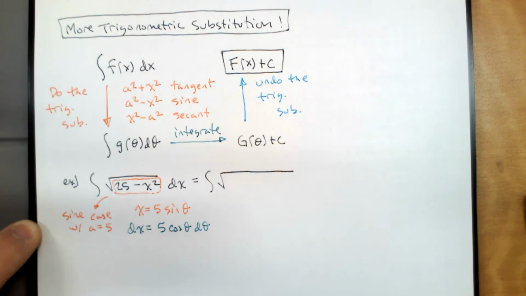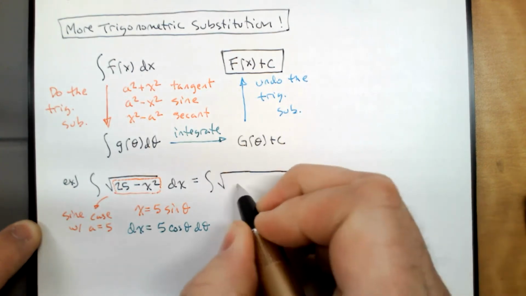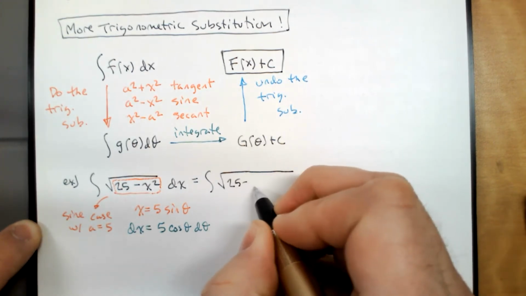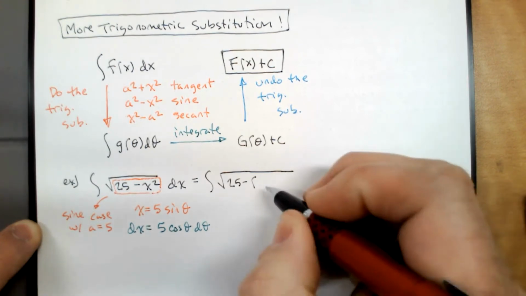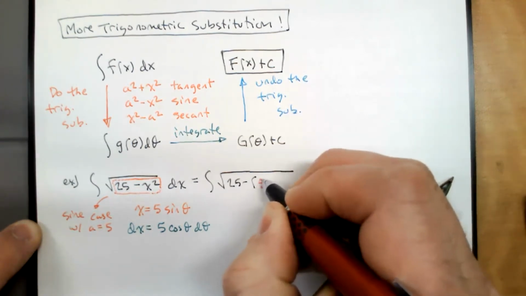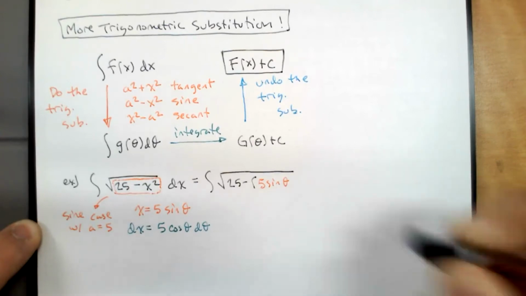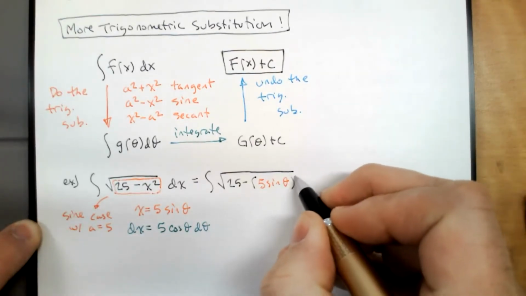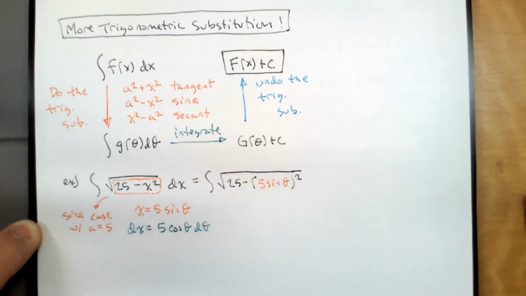Dollar says I did not make this long enough, because I never make the radical long enough. x has become 5 sine theta. Told you. I don't know why.